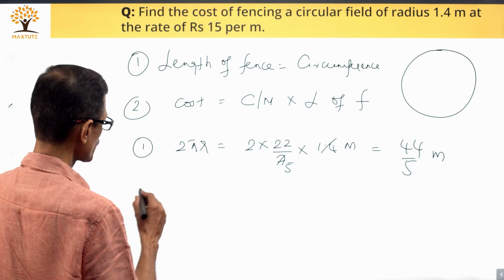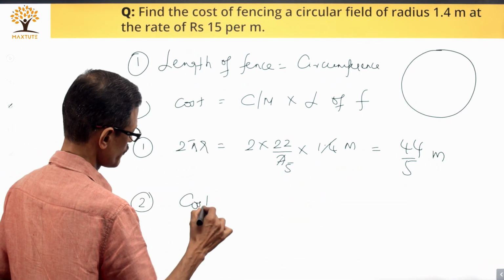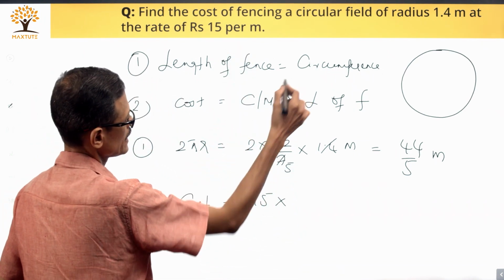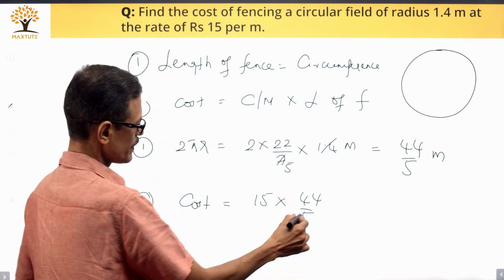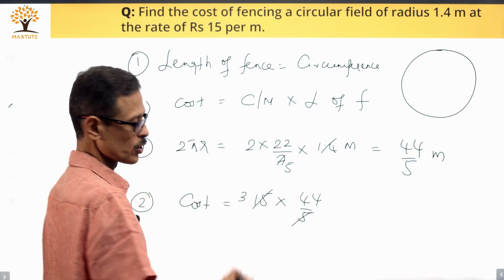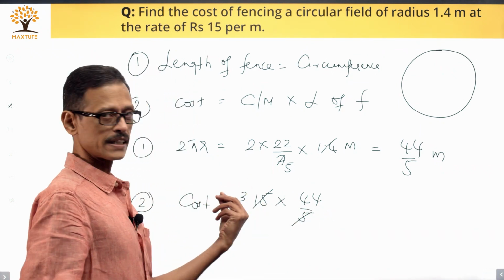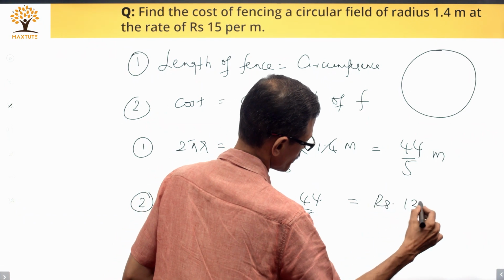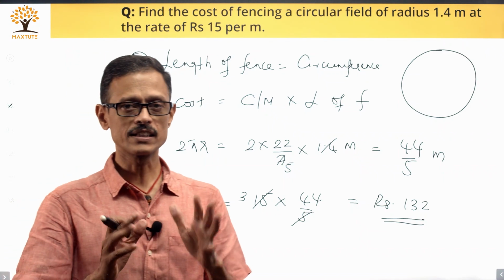Step 2, having found out the length of the fence used as 44 by 5 meters, the total cost of fence is equal to cost per meter, which is 15, into the length of the fence, which is 44 divided by 5. So, 15 and 5 will cancel to leave us with a 3 in the numerator. So, we did not have to actually do 8.8 as a calculation. 44 into 3 is going to be the total cost. 44 into 3 is equal to rupees 132. So, the cost of fencing this particular circular field is 132 rupees.